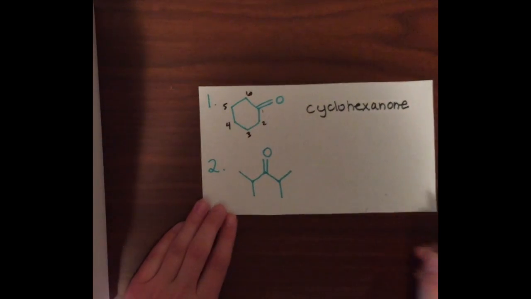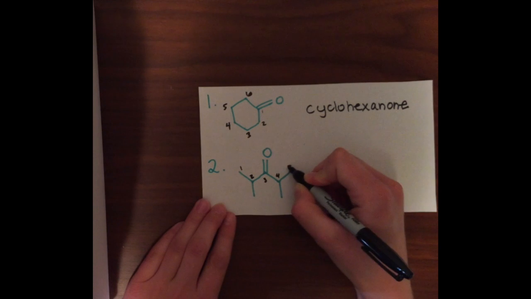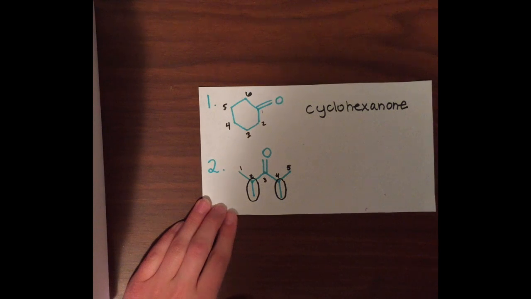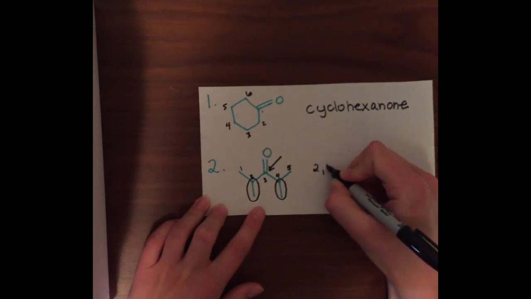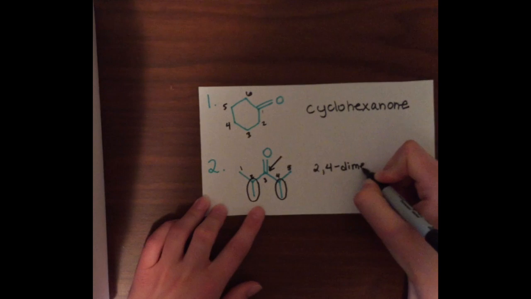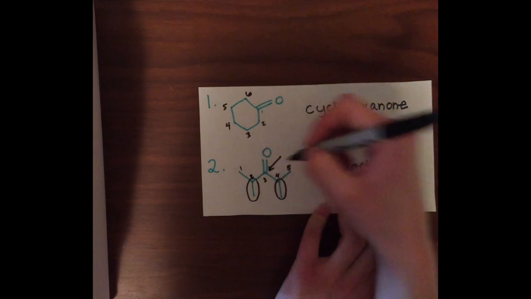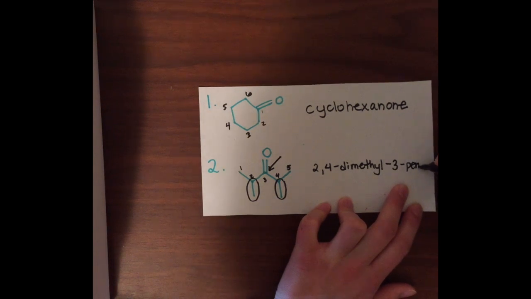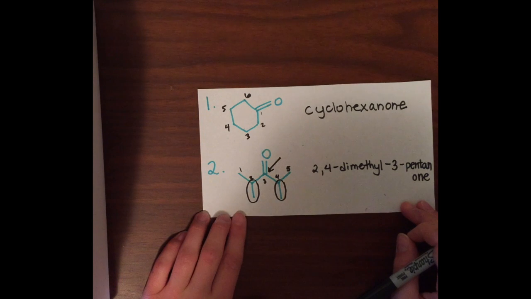For our second, identify the longest carbon chain, 1, 2, 3, 4, 5 carbons. We identify 2 methyls on carbon 2 and carbon 4, and our carbonyl on carbon 3. So we name this 2,4-dimethyl. And we can't forget, we need to locate the carbonyl, which is on the 3, pent for 5, and then we add our O-N-E, pentanone. So that's 2,4-dimethyl-3-pentanone.